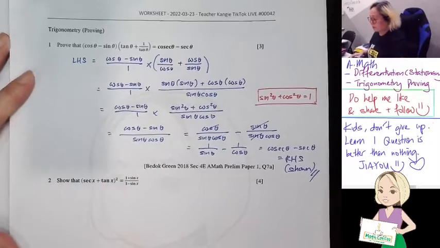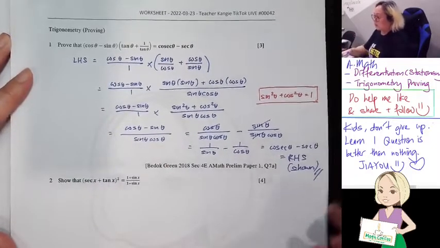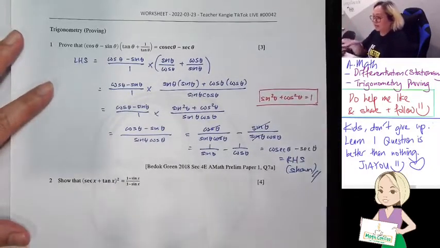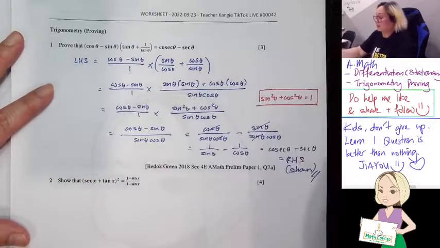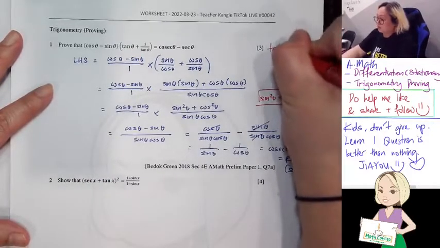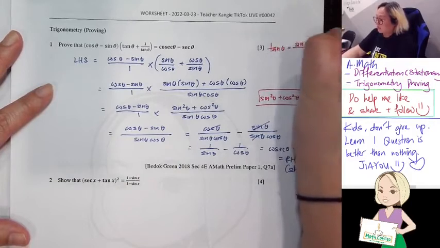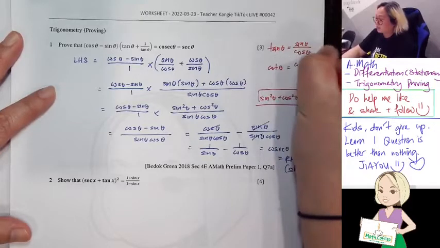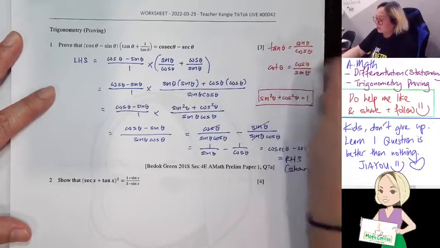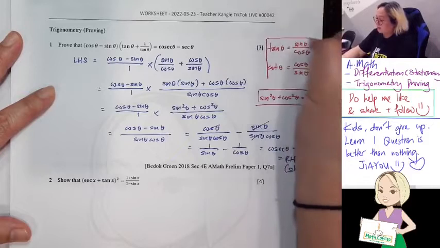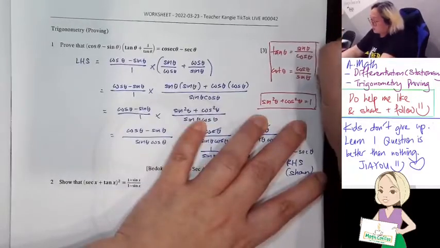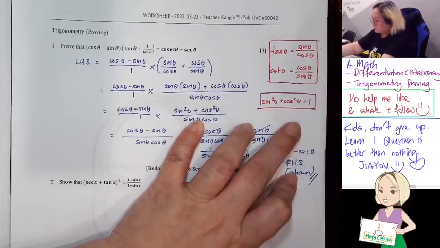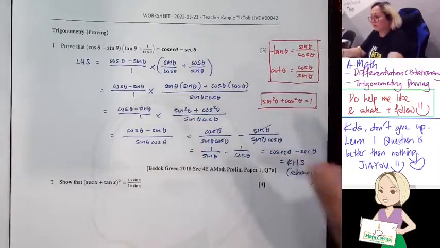Understand? So, in here, proving, a lot of times you need to change to single fraction. So what I did here is, you need to know that tangent theta is equal to sine theta over cosine theta. This one is a must know. And you also must know that cotangent theta is cosine theta over sine theta. So in this question, I have made use of this knowledge.